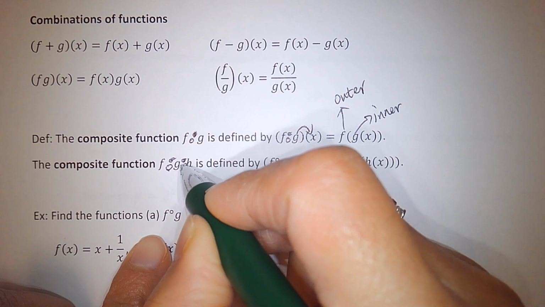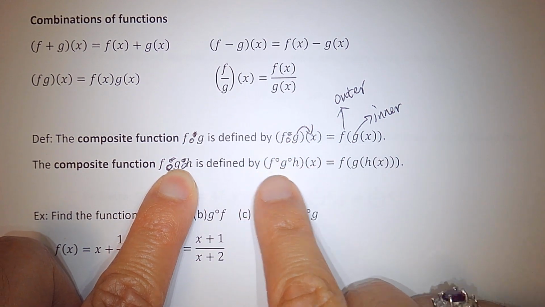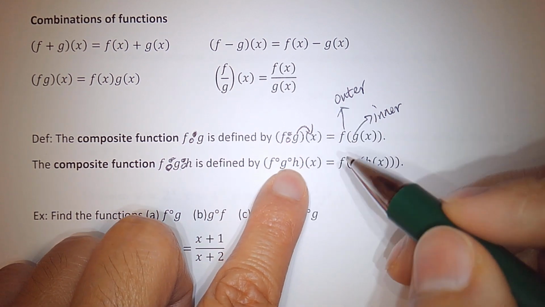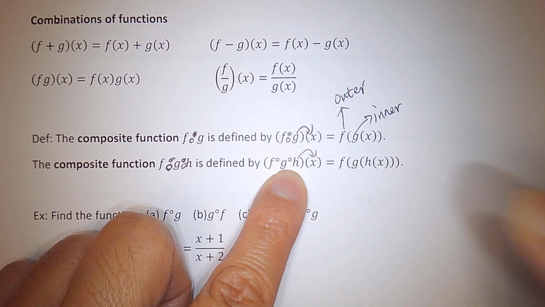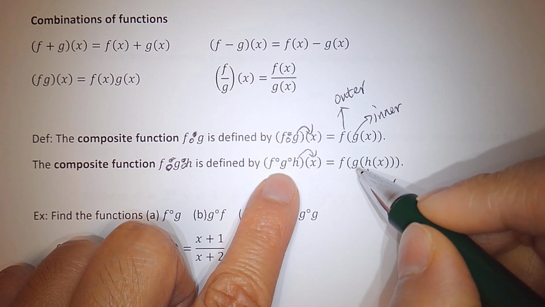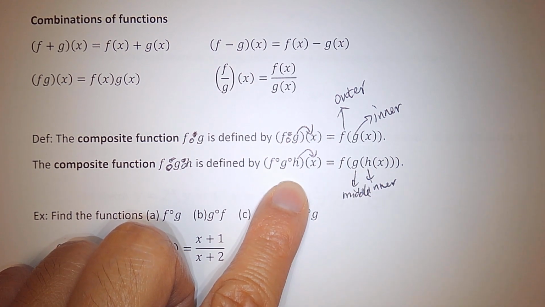Similarly, for three layers of composite functions, f composite g composite h, it is defined by f composite g composite h of x. Which function is closer to x? h, okay. So we consider h of x first. It is called the inner function. And g is kind of in the middle. I call it the middle. I don't know what the textbook calls it.